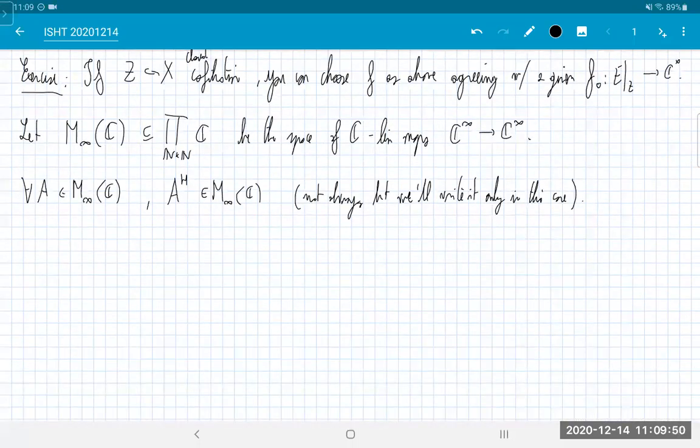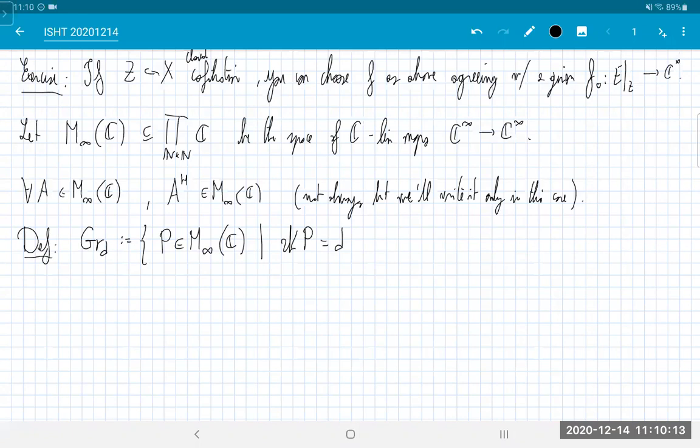And okay, now it's time for the definition of the object that's going to be the important part, which is the d-dimensional Grassmannian. That's the space of all P in M infinity C such that the rank of P, I mean the dimension of its image, is finite and it's d. P squared is P, it's a projection, and it's an orthogonal projection.